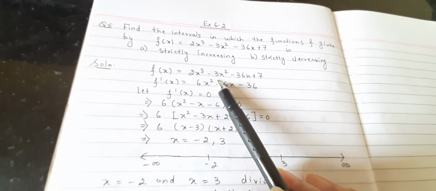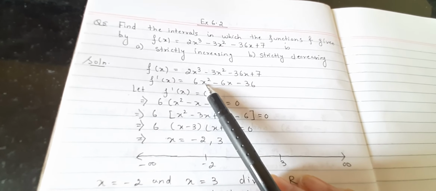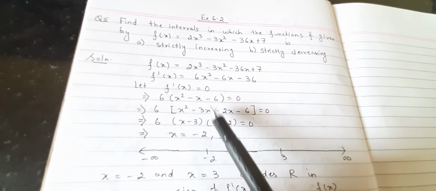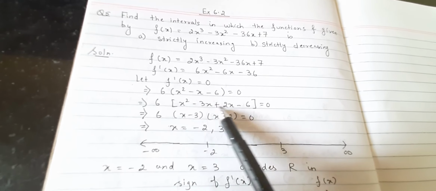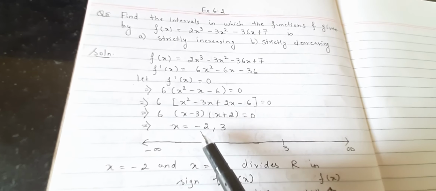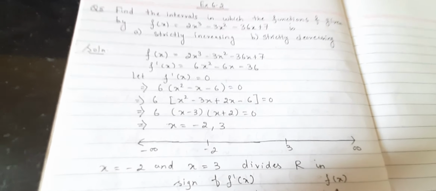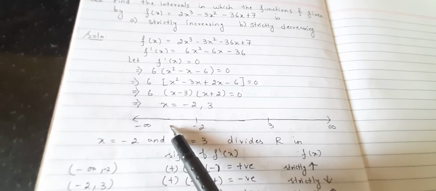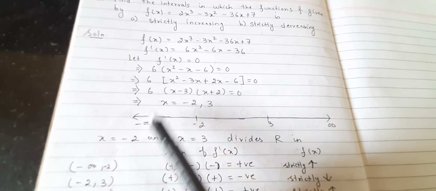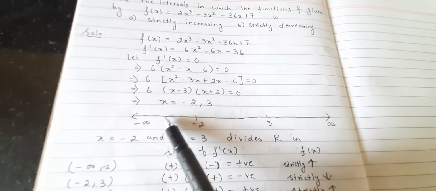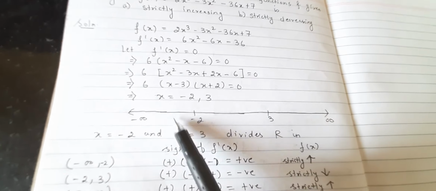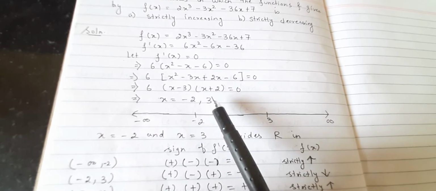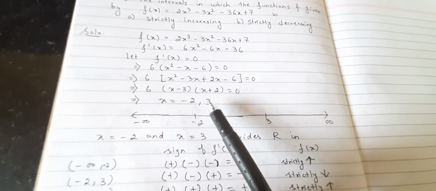So again, you know the steps. First, I'll find the derivative, equate it to 0, and now we will get a quadratic equation, so factorize it. So here there are 2 critical points, minus 2 and 3. So 2 critical points will divide it into 3 disjoint intervals. This is again a polynomial function which is defined in the whole of R. So minus infinity to minus 2, then minus 2 to 3, and 3 to infinity.